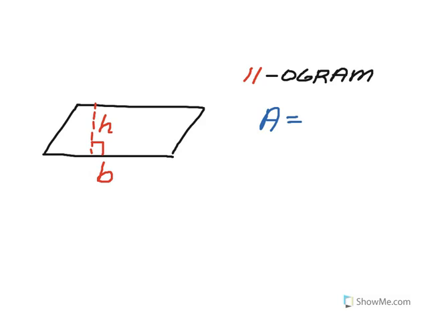Any parallelogram has the formula area equals base times height, just like a rectangle, because a parallelogram is just a rectangle that's been pushed to the side. So anyway, base times height. Notice, very importantly, that the height is measured with a perpendicular segment to the base, an altitude. And so the base times height of a parallelogram represents the area.